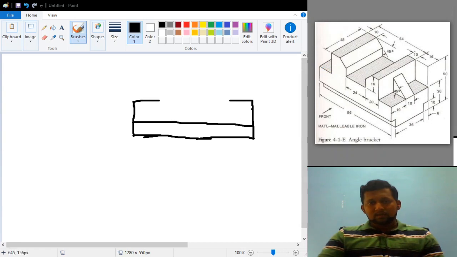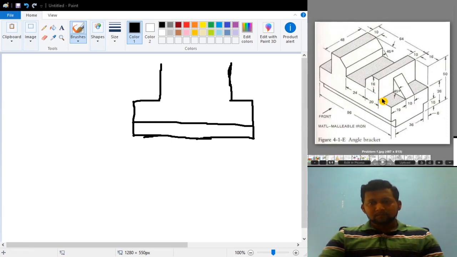Okay, so from this corner again, what is the height that you are able to see here? Here it is clearly mentioned that the total height is 50. We have drawn until now 26 mm. So that means this vertical distance will be equal to 24 mm. So I have to draw a vertical line like this, and from this end also I have to draw 24, since the distance is there on both ends.